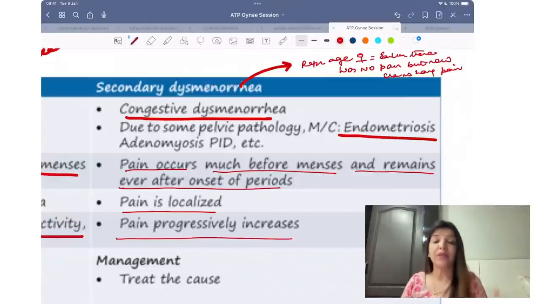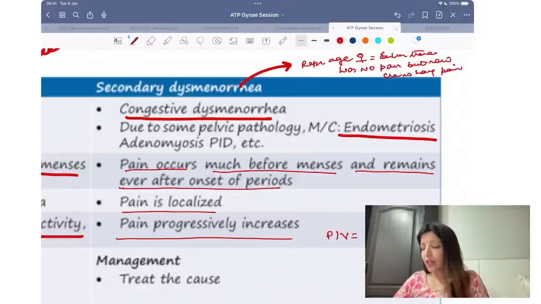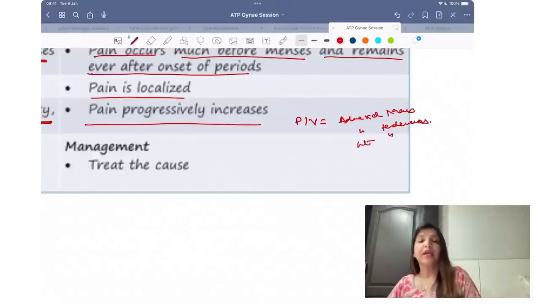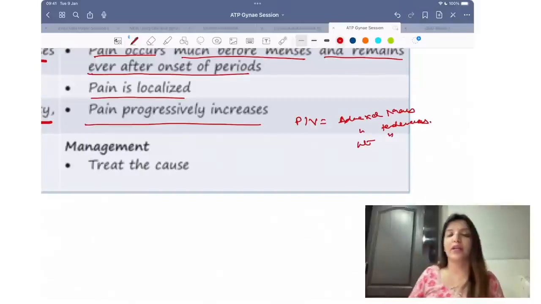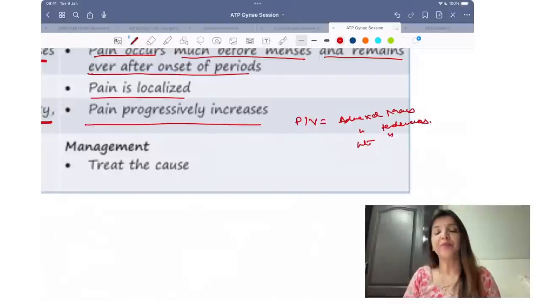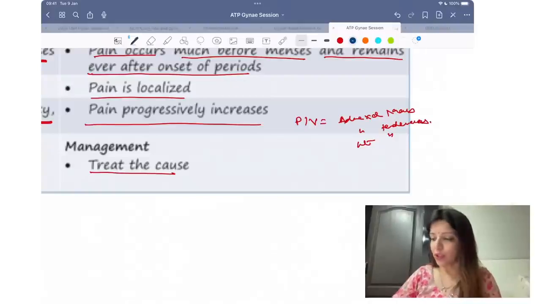Very, very important point. And per vaginal examination में suppose your question says कि कोई adnexal mass feel हो रहा है या कोई adnexal tenderness feel हो रही है, anything, you know, any abnormal per vaginal finding if they give you, that means it is secondary dysmenorrhea. Whether they say uterine tenderness, कुछ भी बोले, any abnormal finding on per vaginal examination means it is secondary dysmenorrhea. In secondary dysmenorrhea, you have to treat the cause. Clear to all of you?